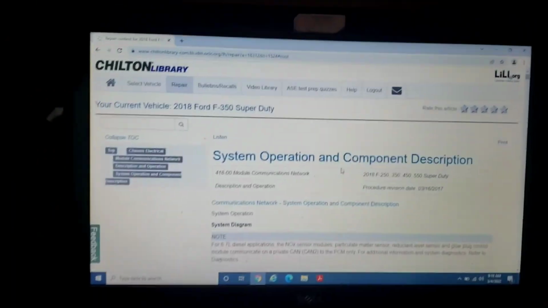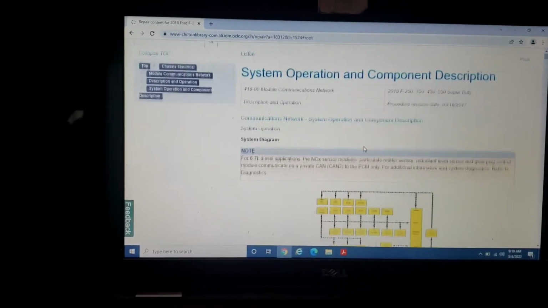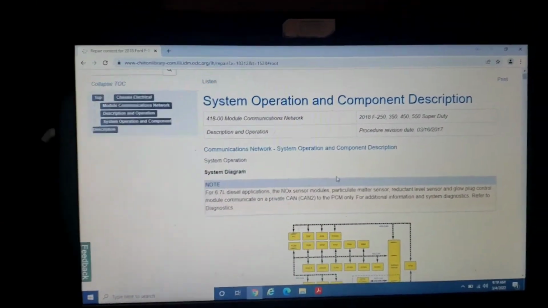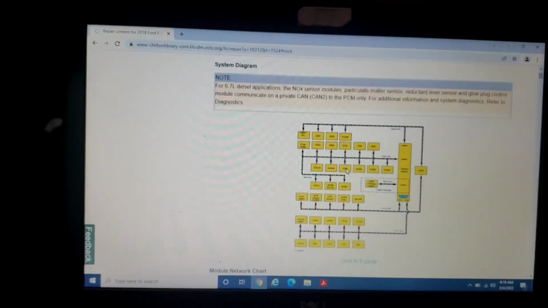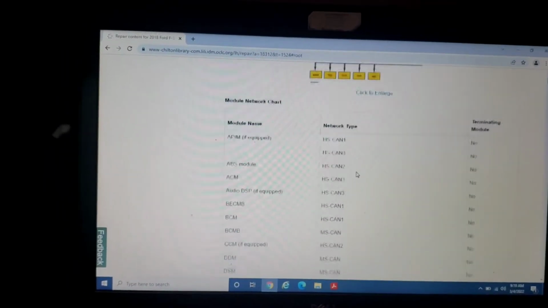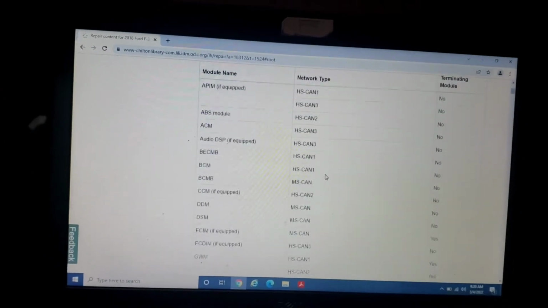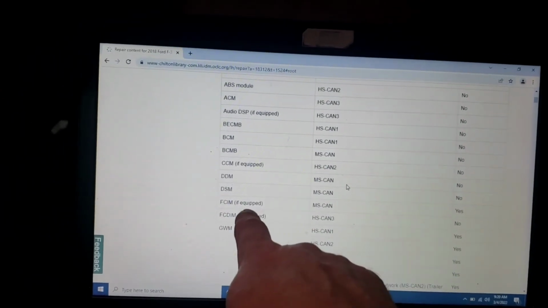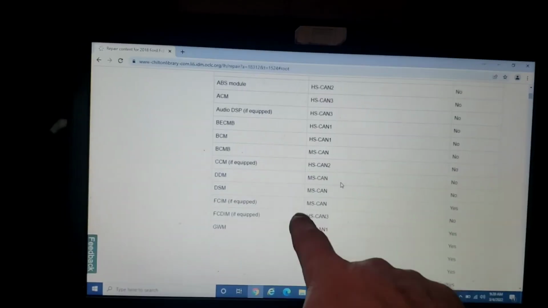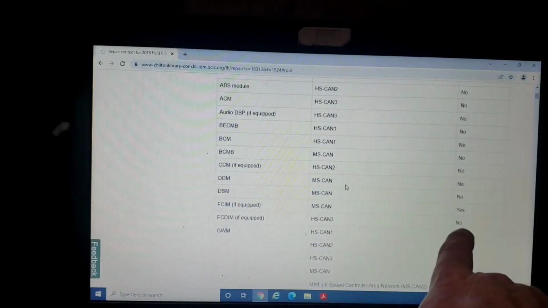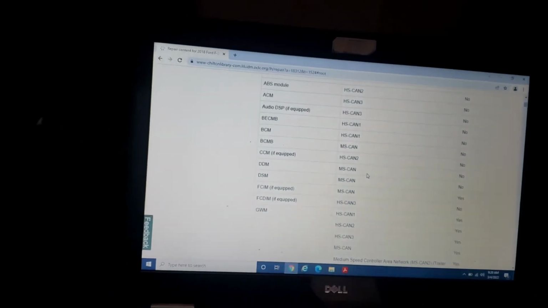All right, so before we go any farther, use the oscilloscope. I want to go over how this network works, right? So there's a lot of information in here, but what we're looking at, we've got high speed CAN, medium speed CAN. Okay, we want medium speed CAN 1. We want to see if it's a terminating module. So the FCIM, if equipped, which it has, is medium speed CAN 1, says yes, so it is a terminating module. If I check that, I should have 120 ohms.